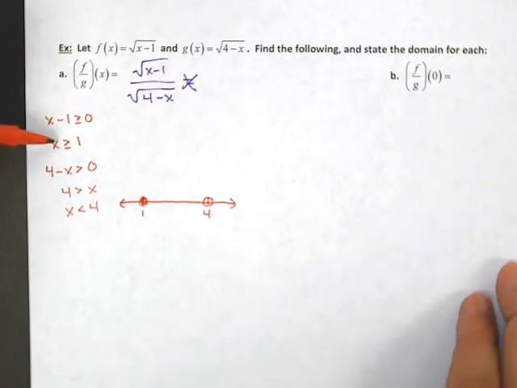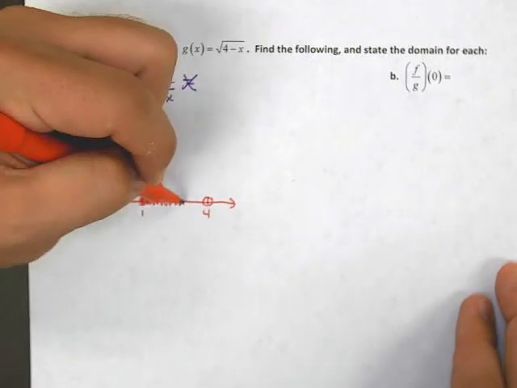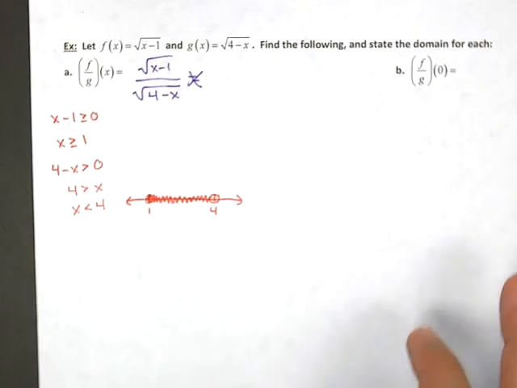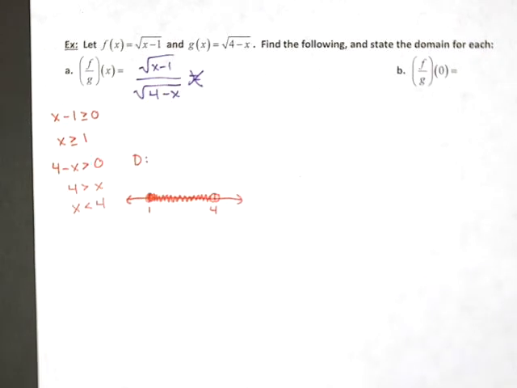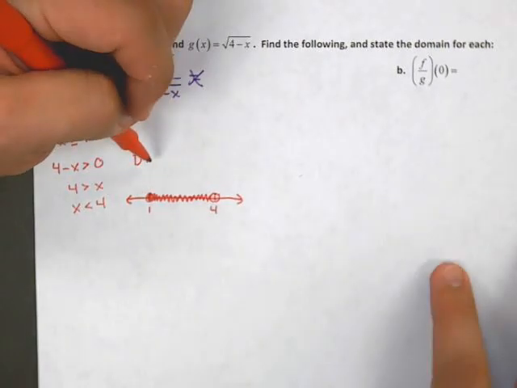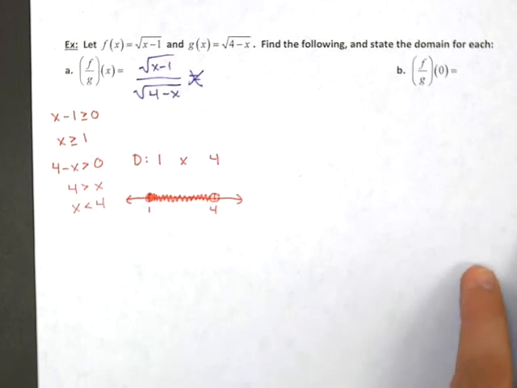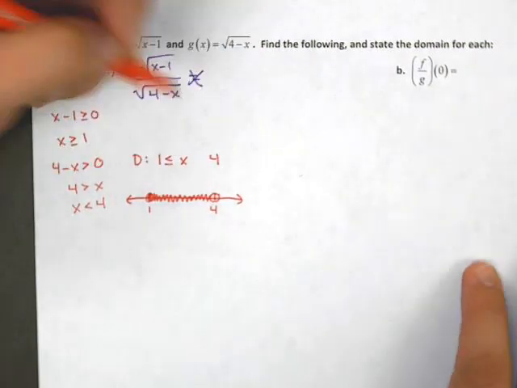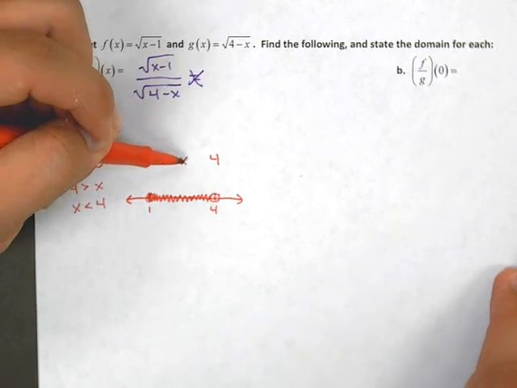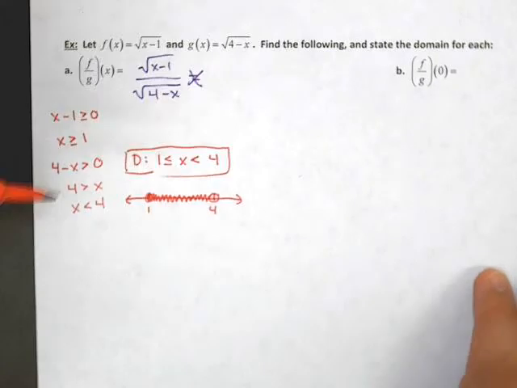Now let's think. Well, we have to be greater than 1, so we start shading. And what else do we know? We have to be less than 4, so we can only go right there. So last thing we have to do, we have to write this as a domain and as a sandwich inequality. Remember, we go in order from smallest number to biggest, so 1 and 4. And remember that x is going to be sandwiched between them. Just be careful of your signs now. 1 is less than or equal to x, and then x has to be less than 4. And that would be our domain.